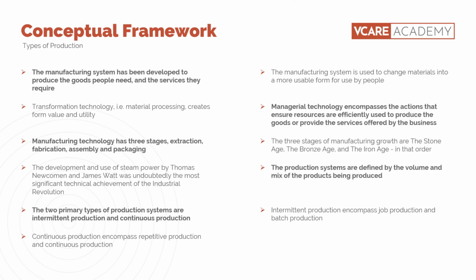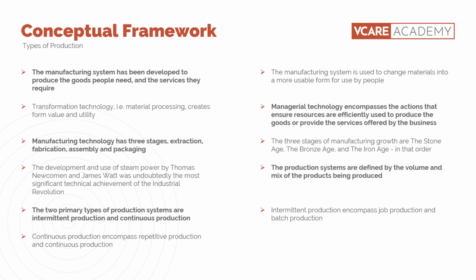And the three stages of manufacturing growth have come from the Stone Age and the Bronze Age and the Iron Age, and then through the Industrial Revolution. The development and use of steam power was undoubtedly the most significant technical achievement of the Industrial Revolution. And the production systems are defined by the volume variety matrix. The two primary types of production systems are intermittent and continuous. Intermittent production encompasses both job shops and batch production. Continuous production encompasses repetitive production and continuous production.